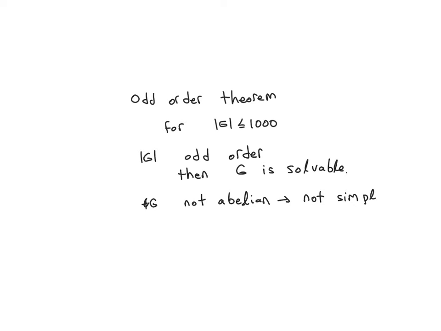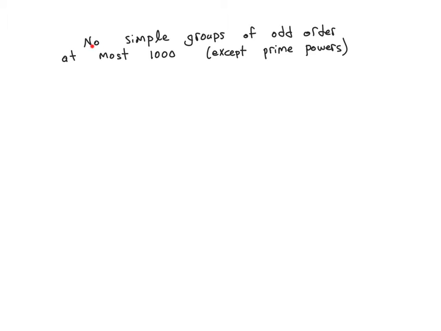Why? Because then it has a normal subgroup, and the normal subgroup and the quotient both have smaller order, and they're both odd order, so by induction they're both solvable as well. And so we're really going to go through and show that there are no non-abelian simple groups of odd order at most 1,000. Or alternatively, there are no simple groups of odd order at most 1,000 except for the prime powers.